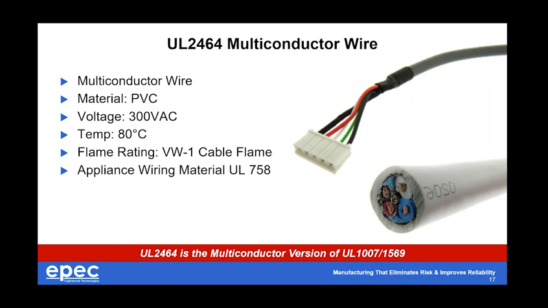This is an example of how our UL 2464 wire actually surpasses industry standards and expectations. And what we mean by that is, even though 80 degrees C may be printed along the wire jacket, because this is using the UL 1569 wire internally, this can actually survive up to 105 degrees C or higher, depending on the application and what we need.